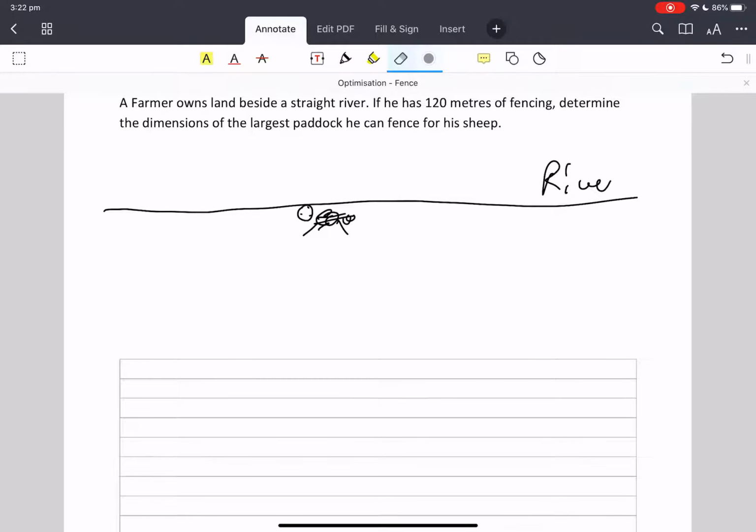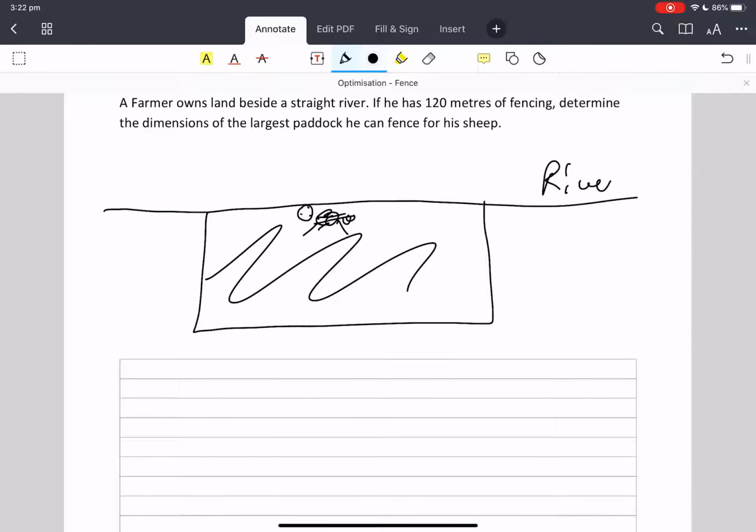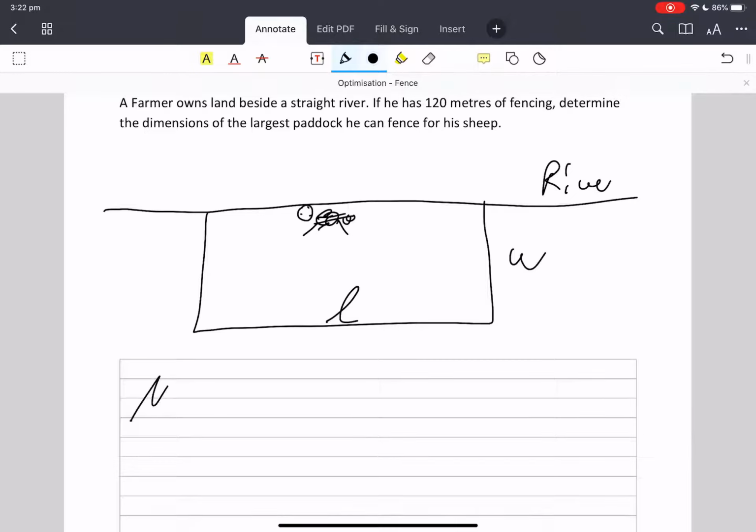Or he can build a long, tall, skinny, rectangular thing for his sheep to feed in. Or he can have one that gives the most grass. That's what we're looking for, the most grass. So here we've got a length and a width, and we are maximising area, and area is length times width.